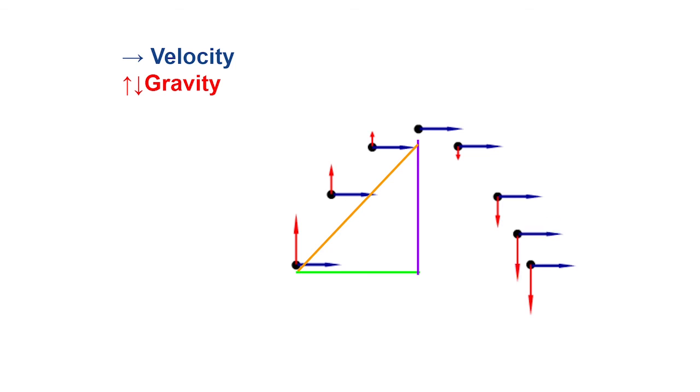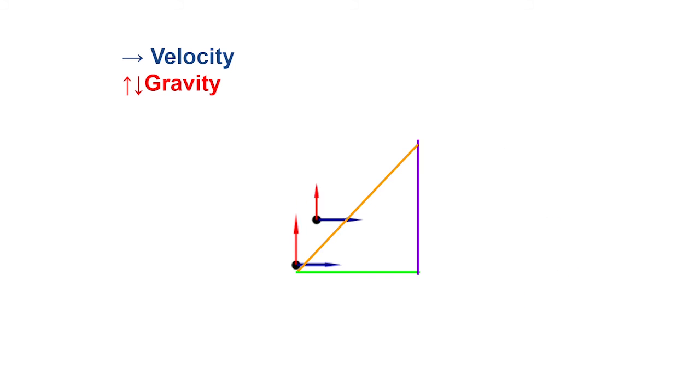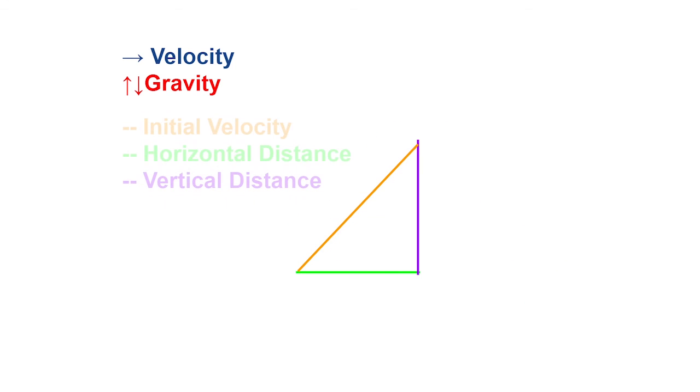Vectors are your directions, and trigonometry helps us define these directions. Here we have initial velocity, horizontal distance, and vertical distance in the shape of a right triangle. Notice how the triangle only takes up half of the motion. That's because the first half of the motion and second half of the motion are identical. What goes up must come down. We use trigonometric ratios, sine, cosine, and tangent, to figure out our unknown values.